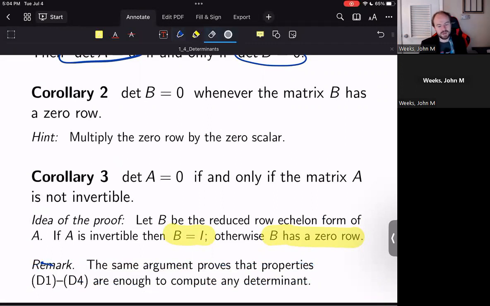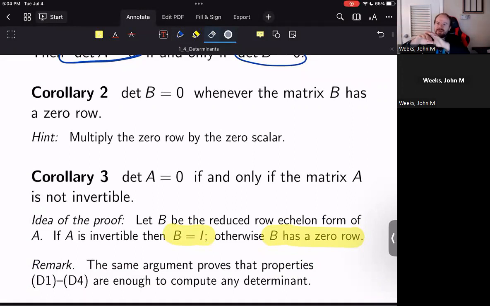So, by the way, this argument tells us that the properties D1 to D4 are enough to compute any single determinant. How can we do that? We can start with, okay, let's see if we can do reduced row echelon form. We can start from a determinant of 1. If we know the row operations that get us from A to B, with B being the identity matrix, a determinant of 1, and if we keep track of what those row operations are, we know that, say, the first operation maybe multiplied the determinant by R.